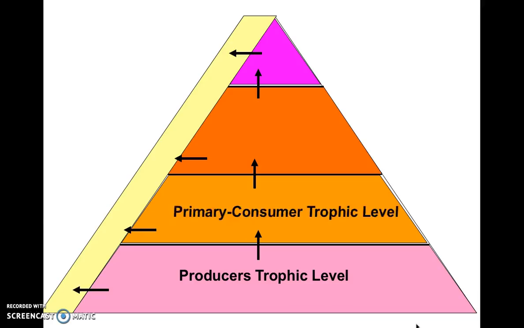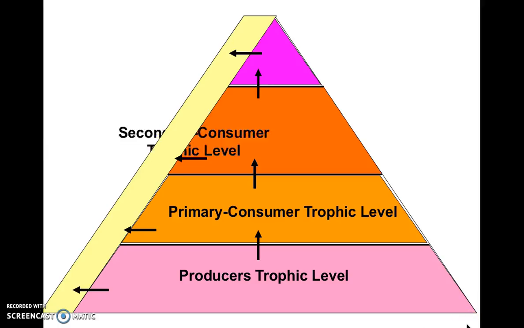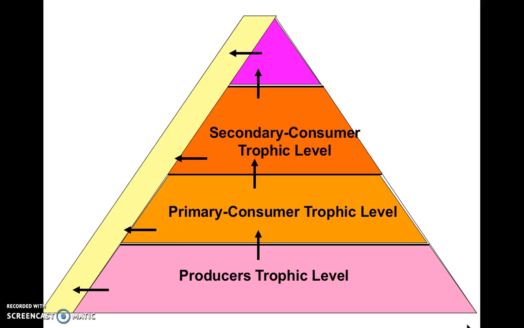Okay? The next level is the primary consumer trophic level. The primary consumers, if you remember way back when we talked about food webs, eat the producers. And the arrow shows the flow of energy. Producers' energy is going up to the primary consumers. The level above primary consumer is secondary consumer. And at the top, we have tertiary consumer. Now, if you notice, the pyramid gets smaller.